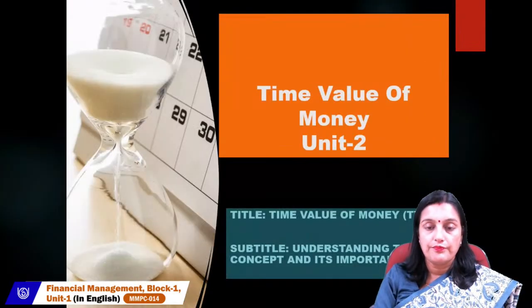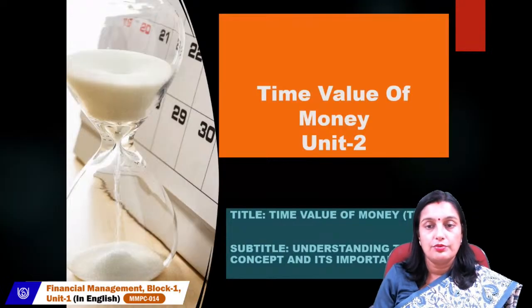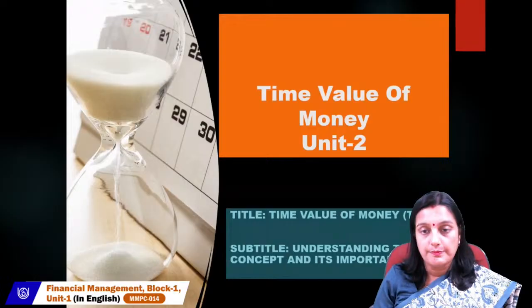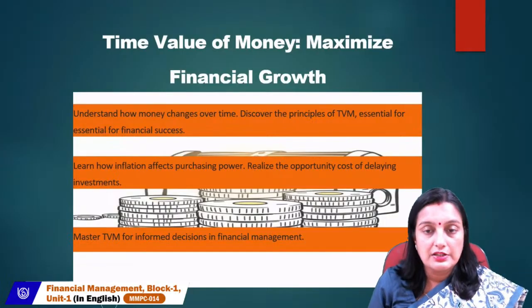So I hope I have covered all the aspects of financial management. Moving ahead, I am going to start the new unit, which is the time value of money. As you understood in my previous slides, the time value of money is important, because on the basis of it only we said that wealth maximization is superior to profit maximization. So under this unit, I am going to cover the aspects of the time value of money, its understanding, concept and importance, right? So why does the time value of money maximize financial growth?